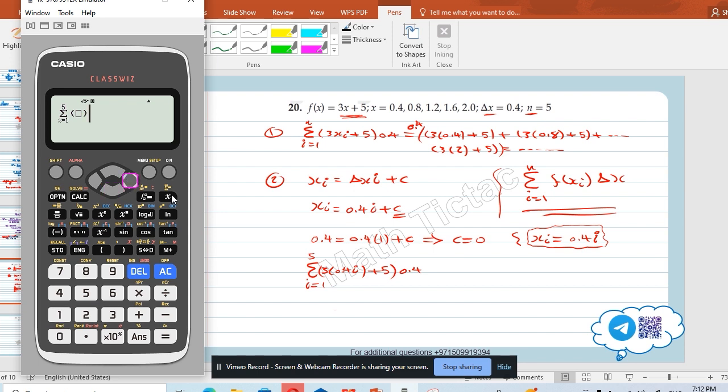Okay, so plus, so this is plus 5. Good. So now we can close this and multiply it by 0.4. Or you can multiply the final answer by 0.4 as you like. Both of them are the same.